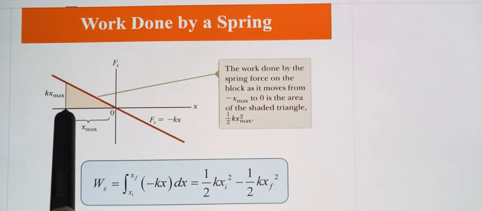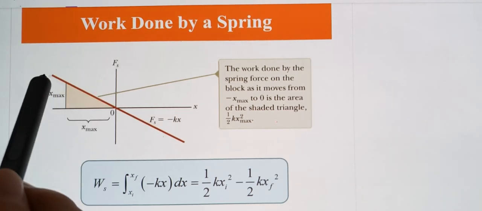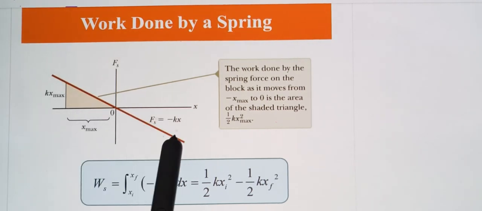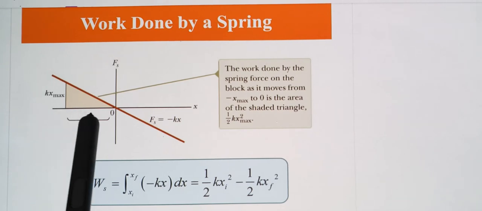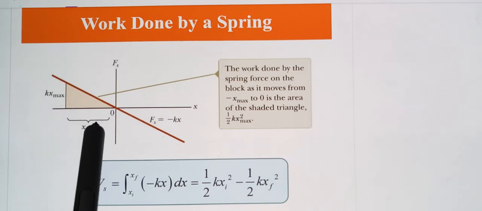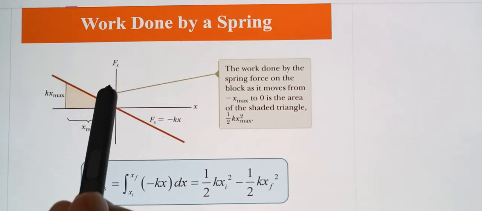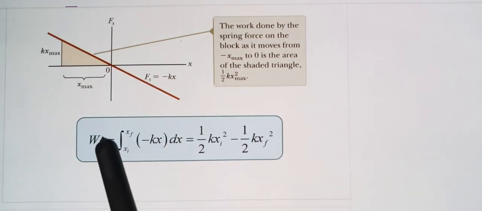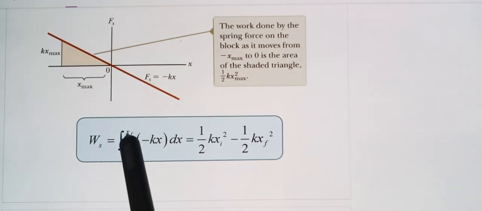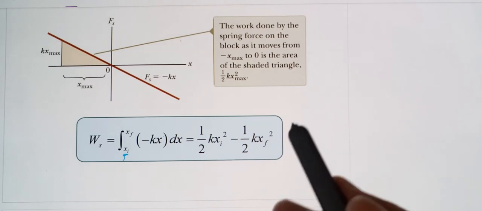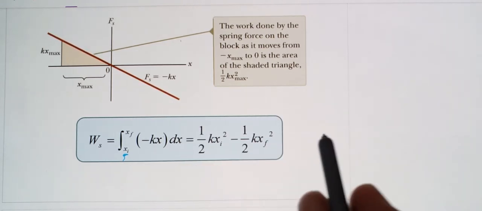And when you look at it, what's the area? This is the force, the straight line. And what is the area under that straight line? Well, it's half kx multiplied by x. Because you have a triangle, it's half the area, so it becomes half kx squared. And we integrate from x initial to x final of minus kx dx. So it will give me this result.